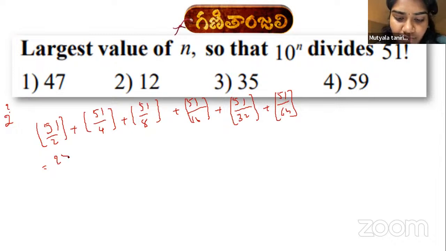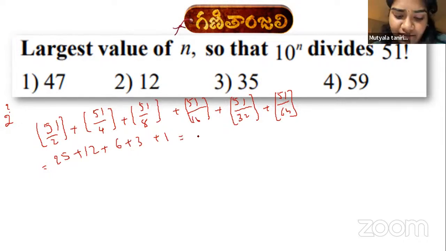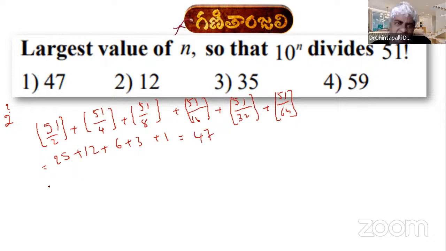25 plus 12, plus 6, plus 3, sir, plus 51 by 32, 1. Next onwards 0. Okay. Yes, sir. 25 plus 12 is 37, 43, 6 plus 46, 3 is 47. So 47. Now it's for 5.